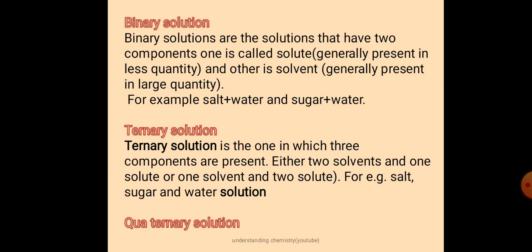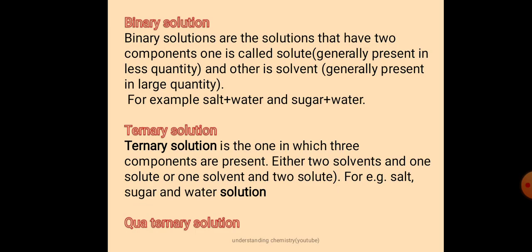So, it has two components. One is called the solute, the other one is called the solvent. The solvent is the one present in the larger quantity. So, when you are mixing water and alcohol, the one which is present in the larger quantity, we call it the solvent. The one present in the lesser quantity is called the solute.